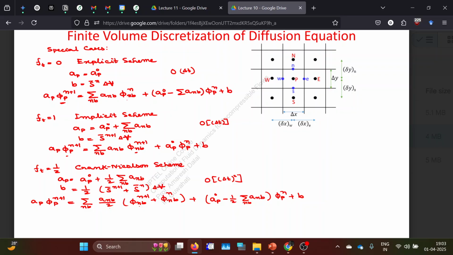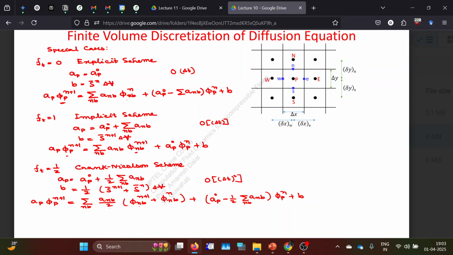Yeah. We learned this in that beta method, right? If F or beta is between 0 and half, then it is conditionally stable, and if it is greater than half up to 1, then it is unconditionally stable. Okay. So that will only determine your stability.